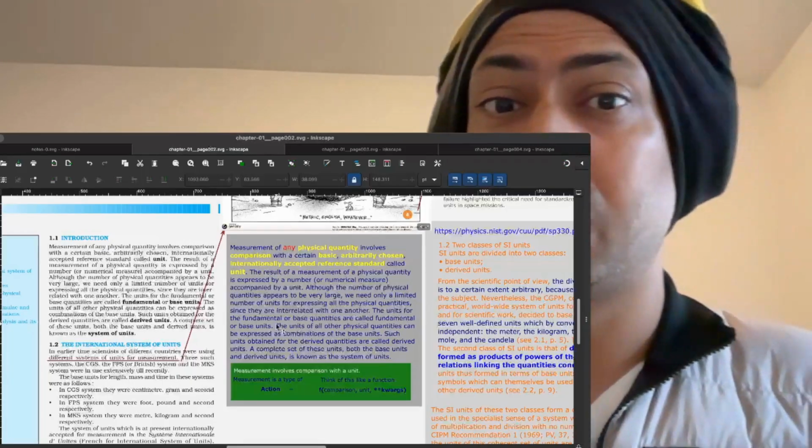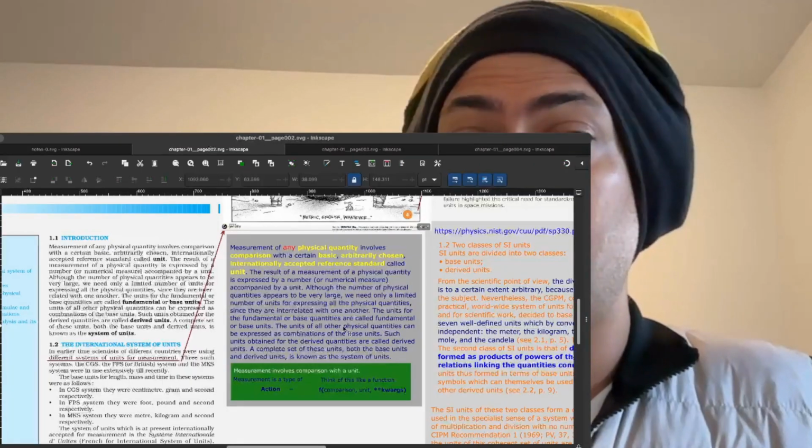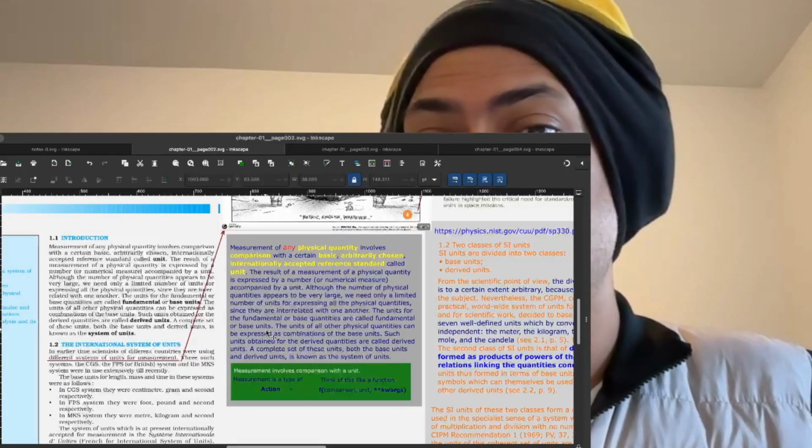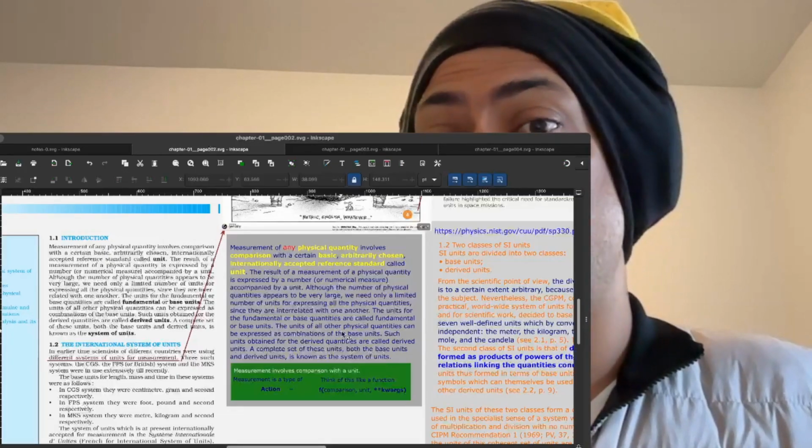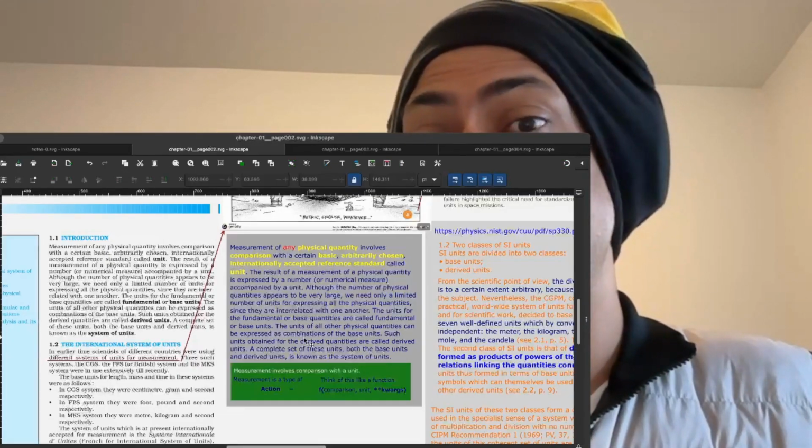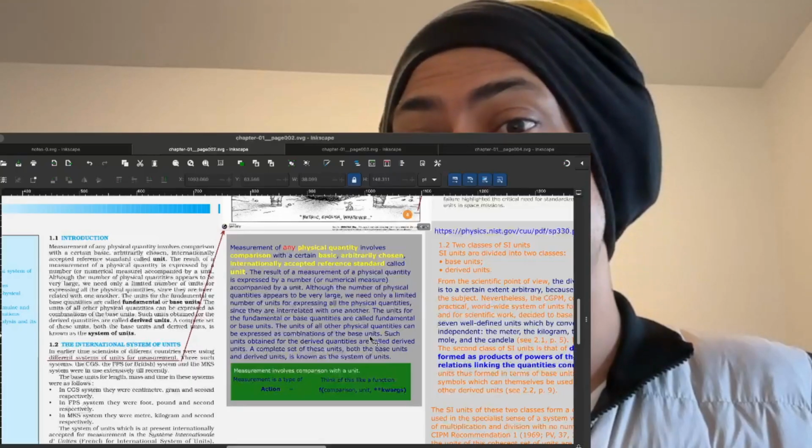The units for the fundamental or base quantities are called fundamental or base units. The units of all other physical quantities can be expressed as a combination of the base units.